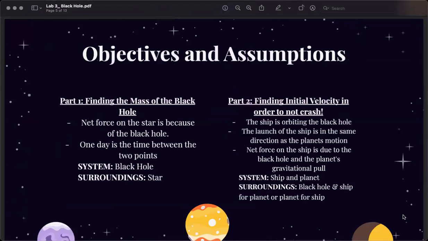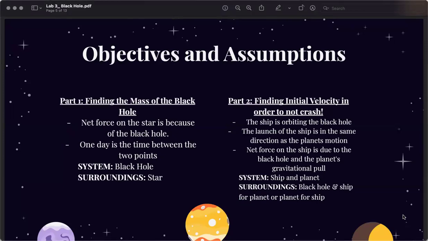So I want to dive a little bit deeper into the objectives and the assumptions that we have when it comes to the two parts of the lab. So the first part of the lab is going to be finding the mass of the black hole. And we're going to assume that the net force on the star is because of the black hole. And we're also going to assume that the time of everything is going to be 1 day. The system is the black hole and the surroundings are the star.